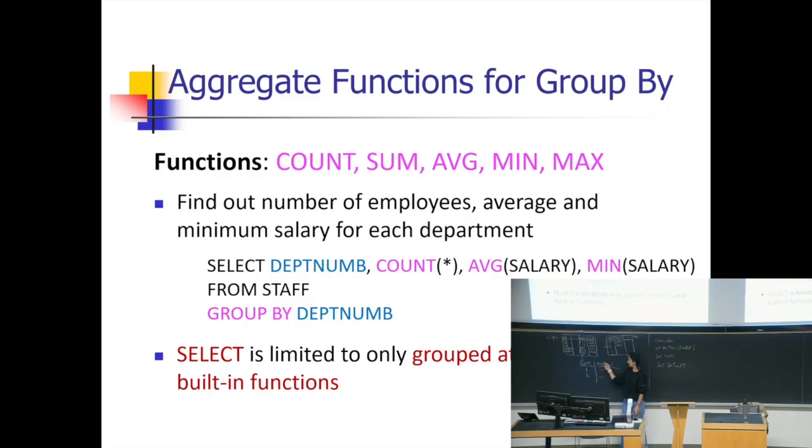Department 1, what is the count of employees, what is the average salary, what is the minimum salary. Department 2, what is that? So this is how we group the data. That is why you group by department number, right? So this is the column that we are using for group by.